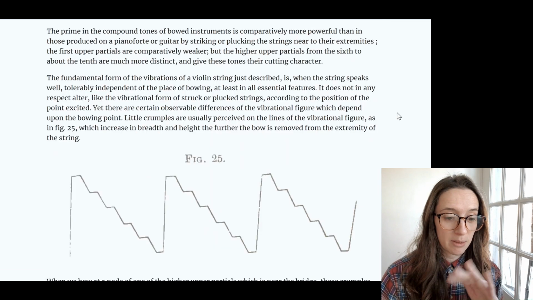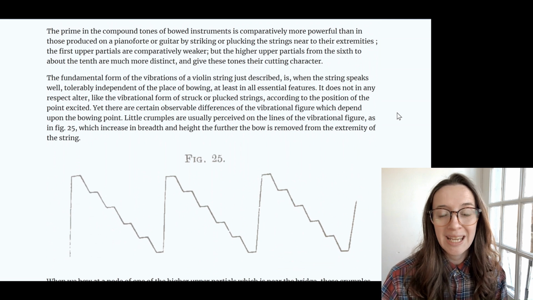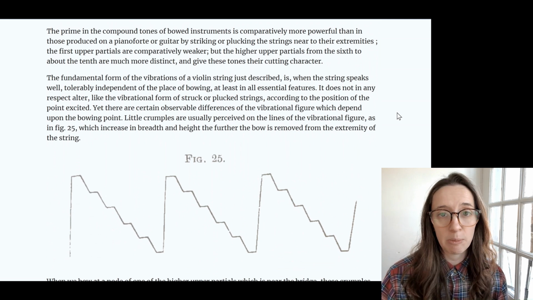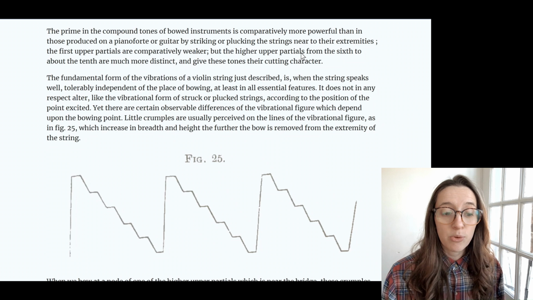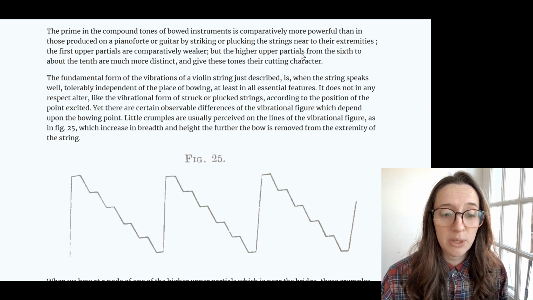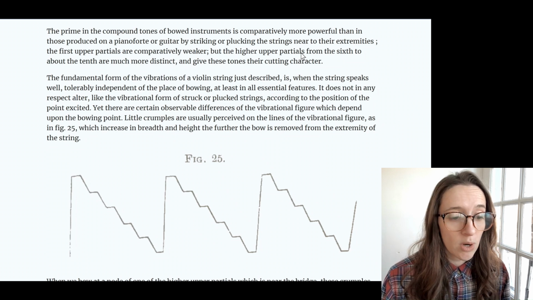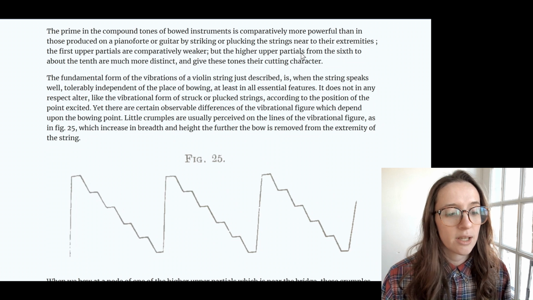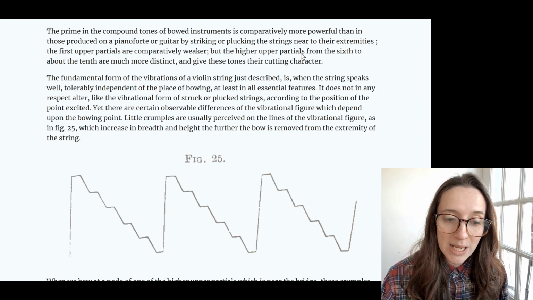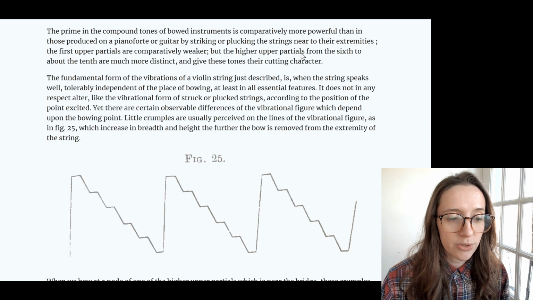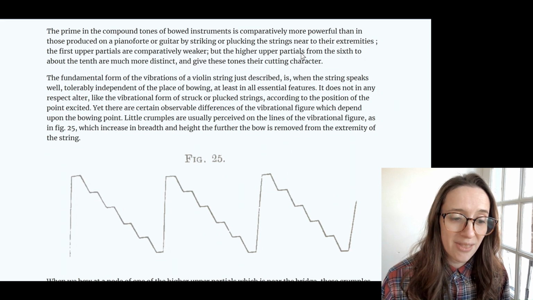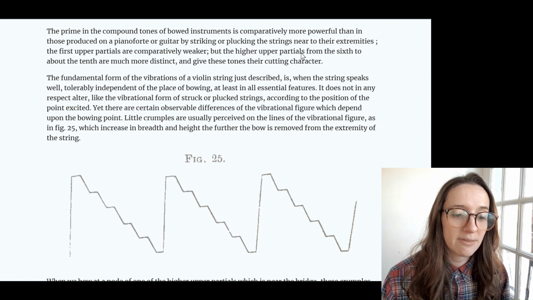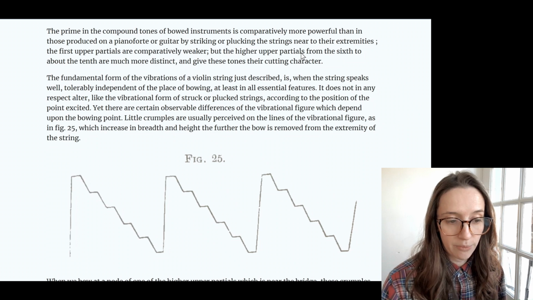So now that he has the vibrational form of the bowed string, he can calculate the intensity of the upper partials mathematically. The prime in the compound tones of bowed instruments is comparatively more powerful than in those produced on a pianoforte or guitar by striking or plucking the strings near their extremities. The first upper partials are comparatively weaker, but the higher upper partials from the 6th to about the 10th are much more distinct and give these tones their cutting character.